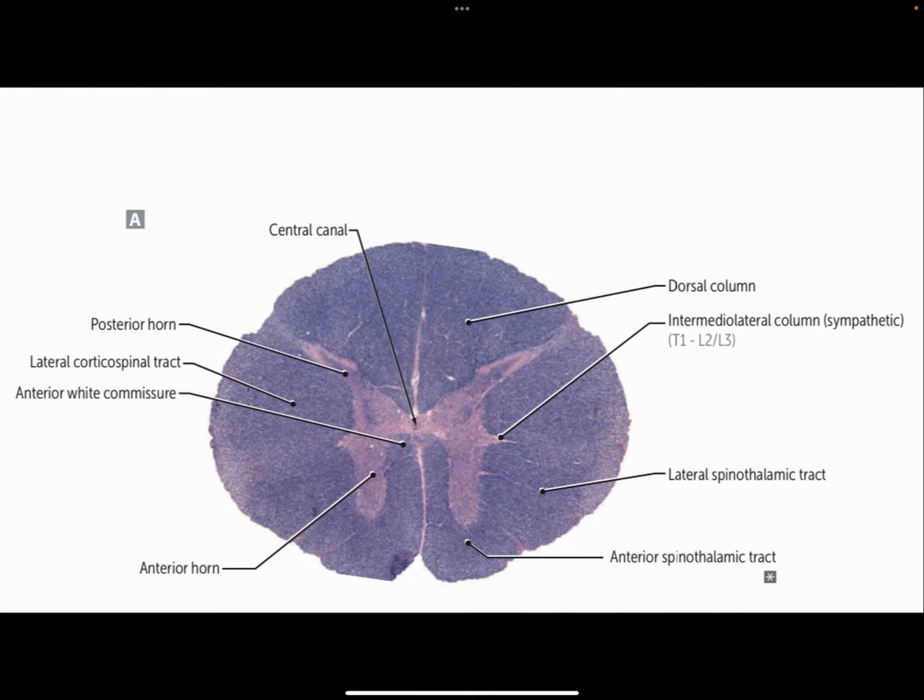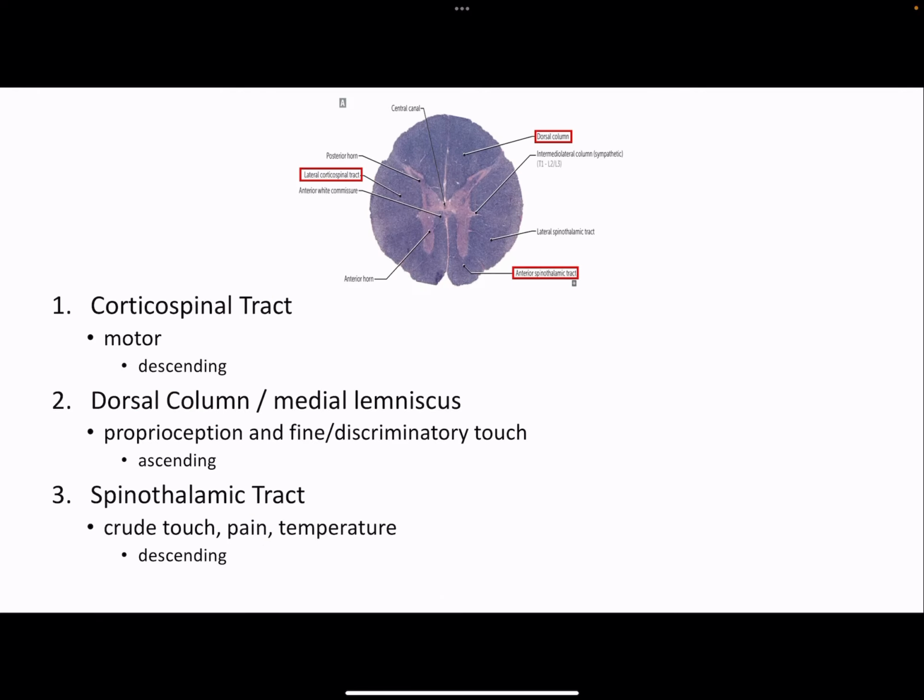All right, so there's a lot going on here, and it's actually much more complicated than even this picture shows, but we just need to know about these. The corticospinal, dorsal column, and then the spinothalamic tract. So the corticospinal is going to be a motor. Motor is descending. Dorsal column is dorsal column in the spinal cord, so that's what I'm going to call it for now. But remember that it's called the medial lemniscus when we get into the brainstem.